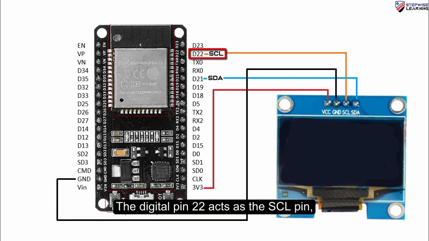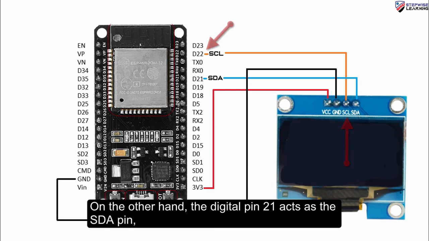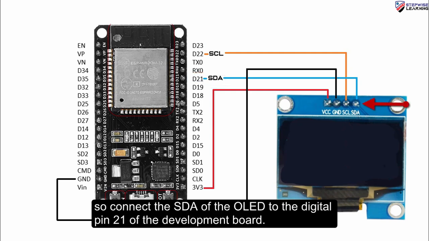The digital pin 22 acts as the SCL pin. So connect the SCL of the OLED to the digital pin 22 of the ESP32 board. On the other hand, the digital pin 21 acts as the SDA pin. So connect the SDA of the OLED to the digital pin 21 of the development board.